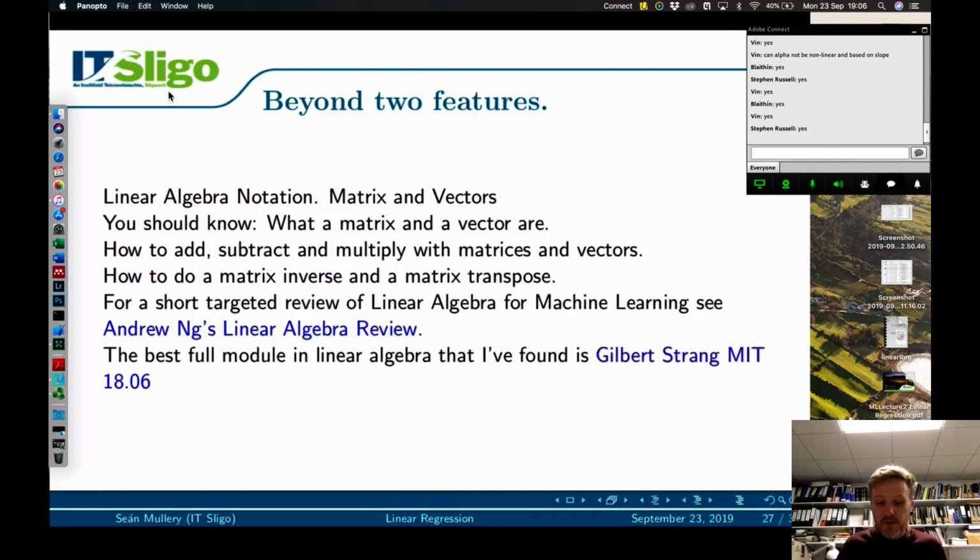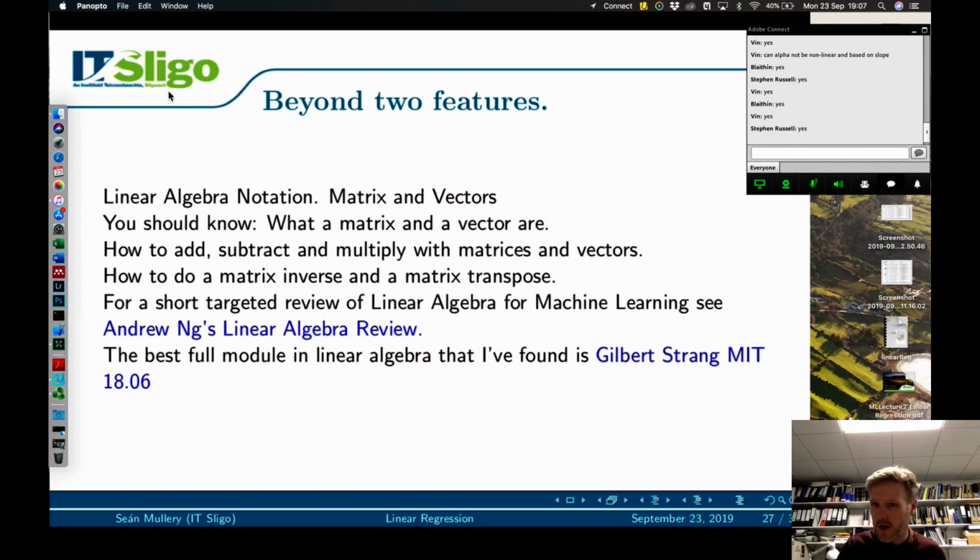If we go beyond two features, this is where we really need to be able to use our linear algebra notation. So matrices and vectors. And I know some of you are only doing that module now, and some of you did it last year. So you need to know the following: how to add, subtract, multiply with matrices and vectors. Okay, so make sure you know that. You'll probably be learning that in the next few weeks anyway, but if you don't, make sure you go and learn it in the meantime. How to do a matrix inverse and how to do a matrix transpose. You need to be able to do both of those, and how to do a vector transpose is relatively simple.